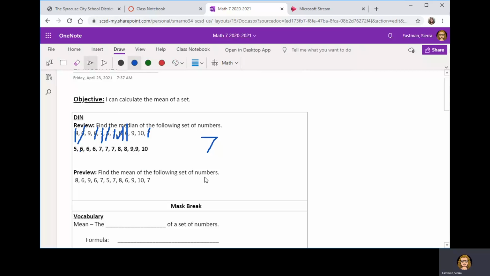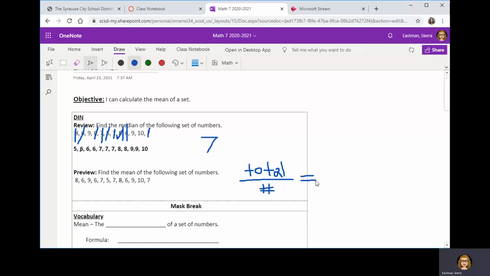For the mean of a set, we're going to do something a little bit different. We don't need them in order. We actually want to add them all together. We want to find a total. And then we're going to count them and find the number of how many there actually are. And we're going to divide those. So just for now, I'm putting an abbreviation of what our formula looks like. We're going to find a total and then divide by how many numbers there actually were in this set.